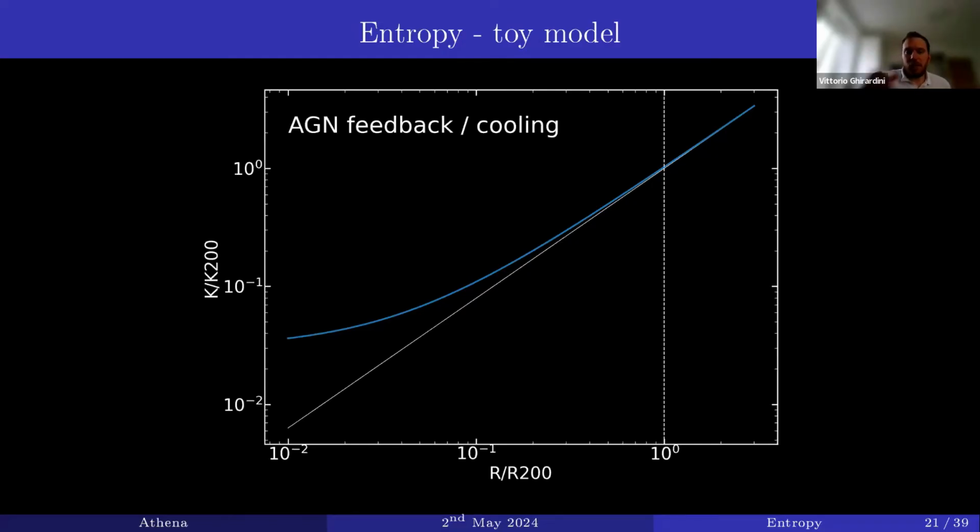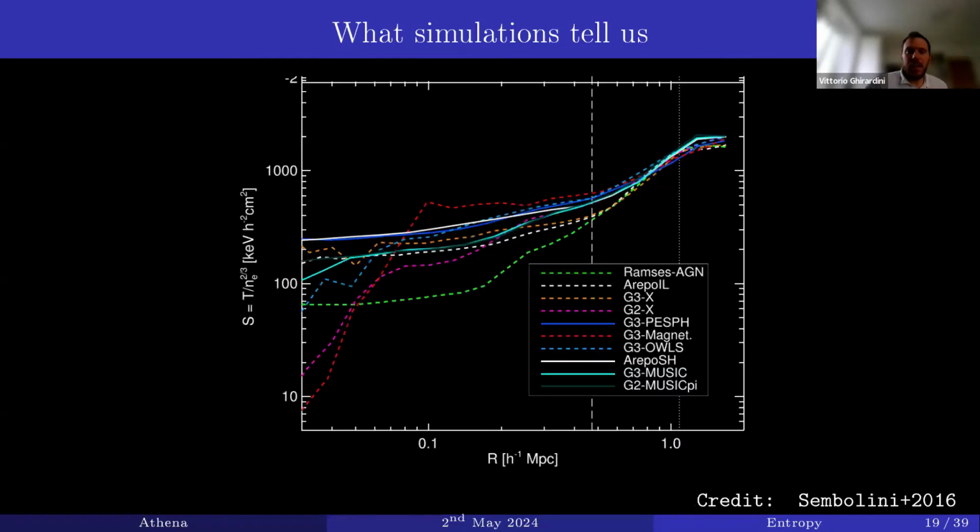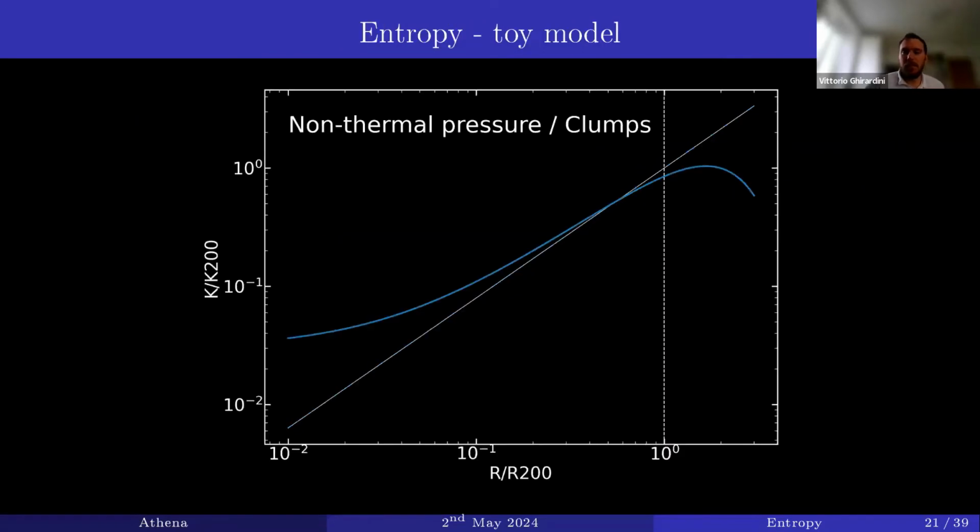But overall the picture looks like a flattening there. And further on, other than having this entropy inversion that you can have here at super large radii, you can have some sort of flattening before that point, because the presence of non-thermal pressure or the presence of clumps are actually biasing the entropy profile that one, for example, can measure. And so this is just to give a summary of what theory is telling us.